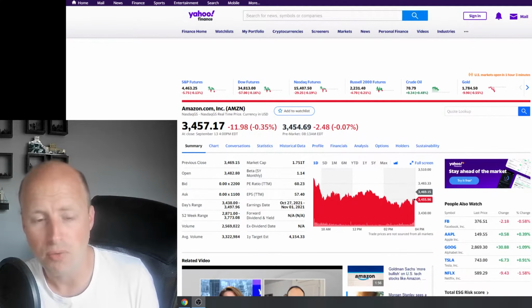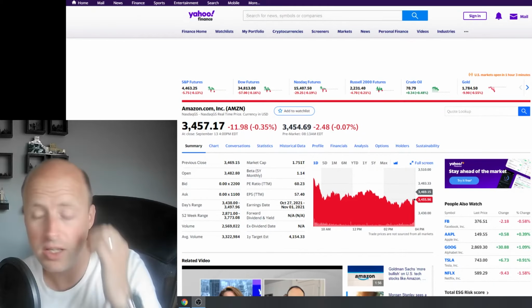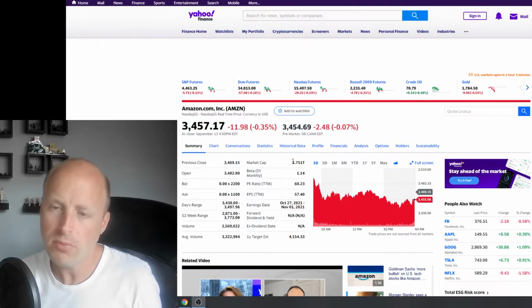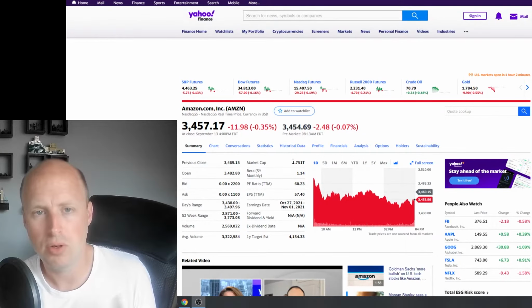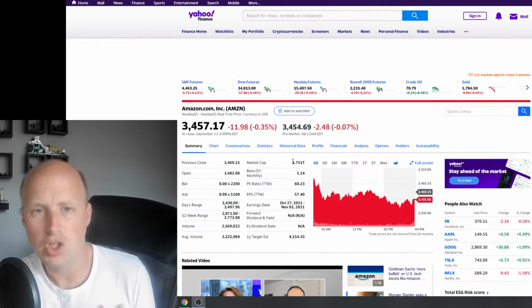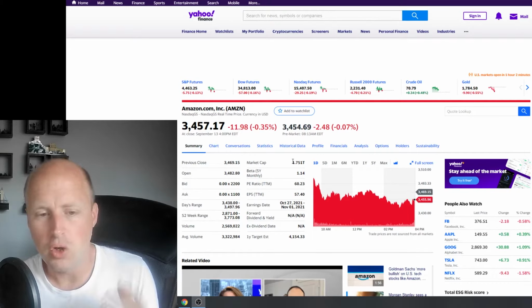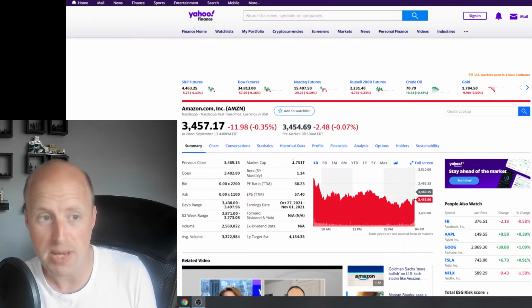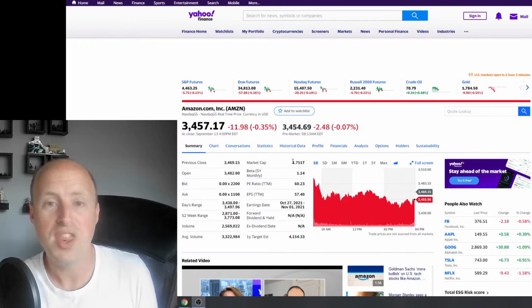So, for example, I've got Amazon here, and as you can see on Yahoo Finance, the market cap for Amazon at the moment is about 1.75 trillion. Now, if you were to go through your calculations and think, I think in a few years' time Amazon's going to be worth $2 trillion, you would not invest in Amazon based on that, because Amazon's a growth stock, and $250 billion is within the margin of error.